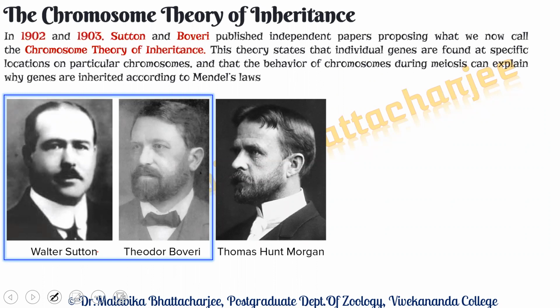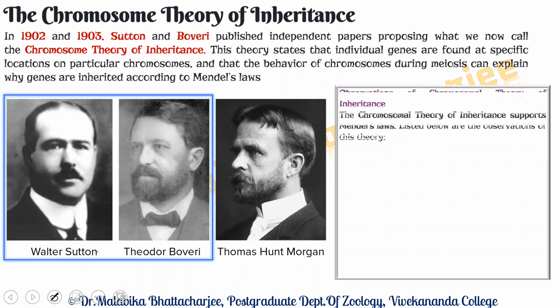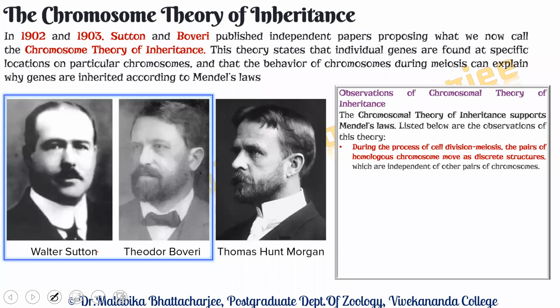Now what does this chromosome theory state? If we look into the chromosomal theory of inheritance, there are some main points that need to be talked about. The first point is that during the process of cell division, meiosis, the pair of homologous chromosomes move as discrete structures. When I started my class today, showing you the parallelism between the behavior of chromosomes in meiosis and Mendelism, that was something we observed there: the pair of homologous chromosomes move as discrete structures.